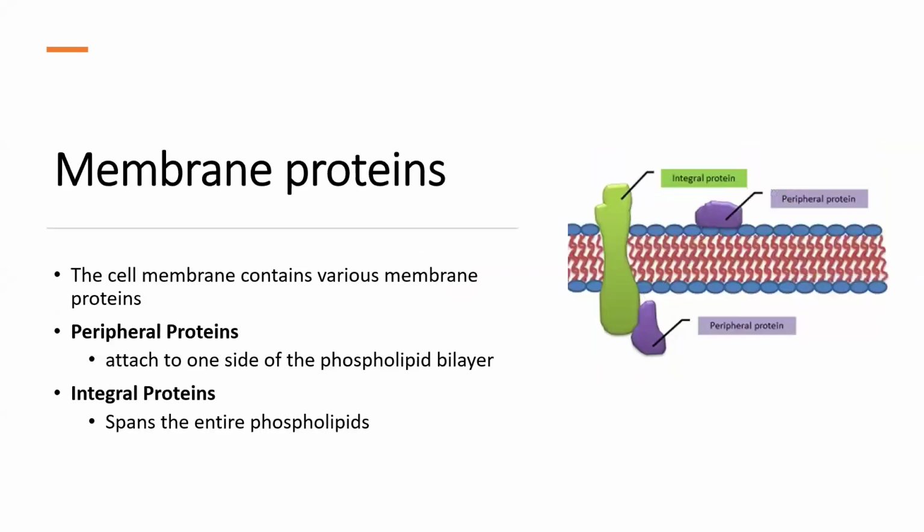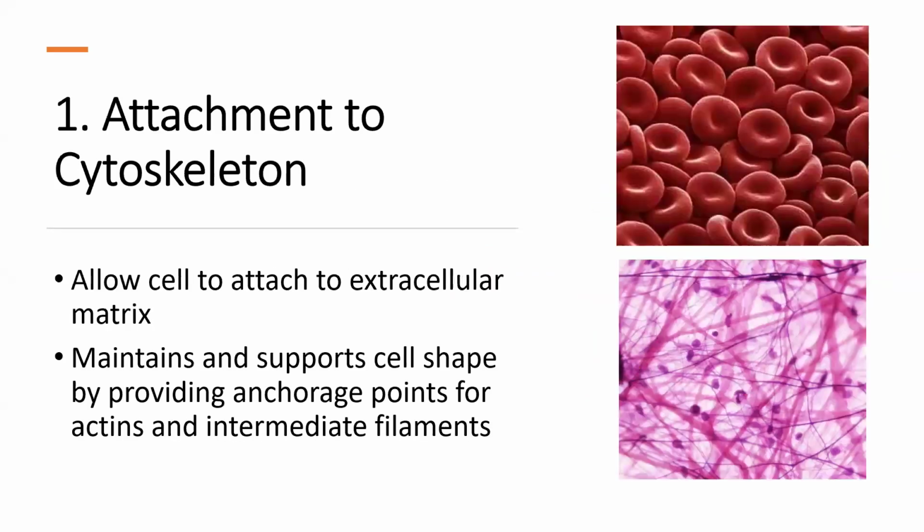So all those membrane proteins, like I said, some can go through, which would be integral proteins. Others are just on the side, which would make them peripheral proteins. Okay. And they all have important functions. And we are going to look at 6 of these functions, starting with the first one.